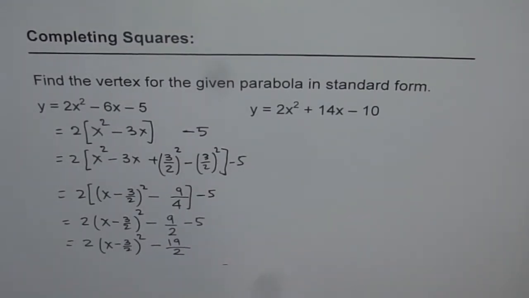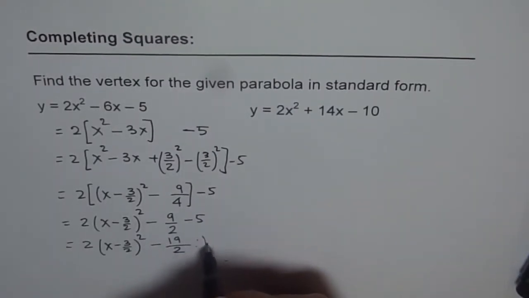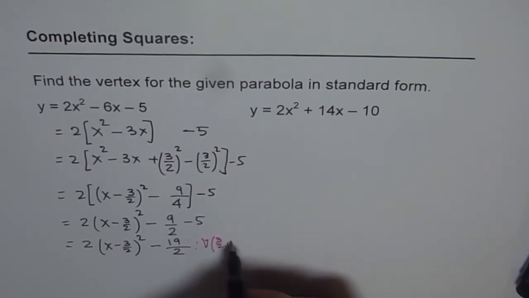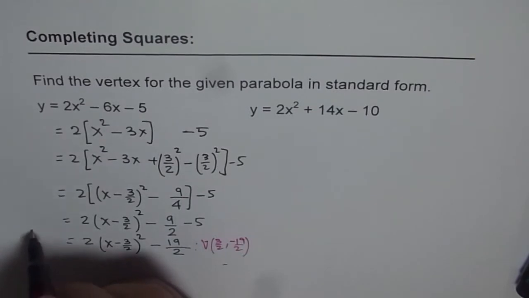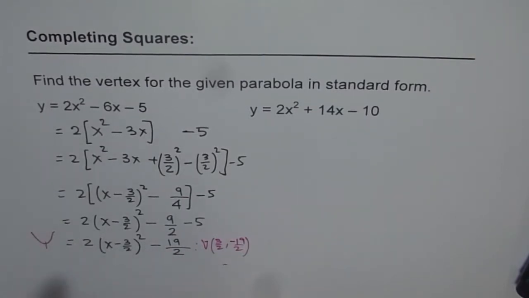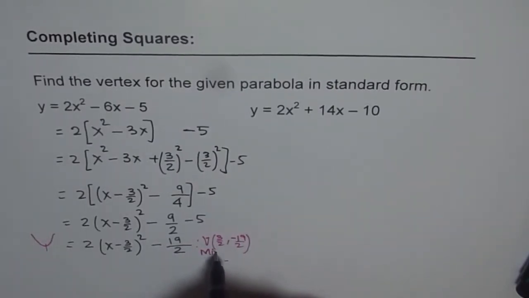From here we know what the vertex is. So we can write down the vertex, which is x equals 3 over 2, and the value is minus 19 over 2 for y. And this is a parabola which opens upwards, since this coefficient is positive, and therefore we do have a minimum in this case.